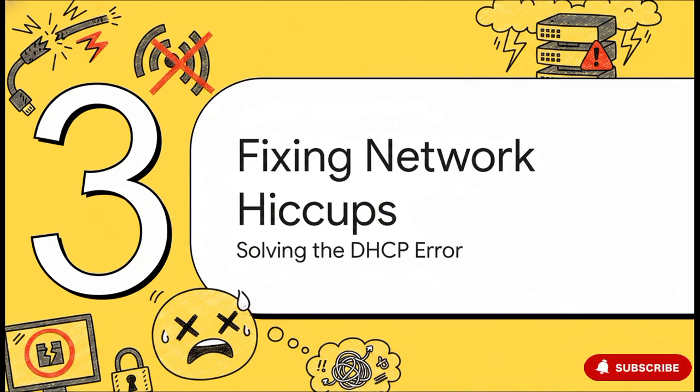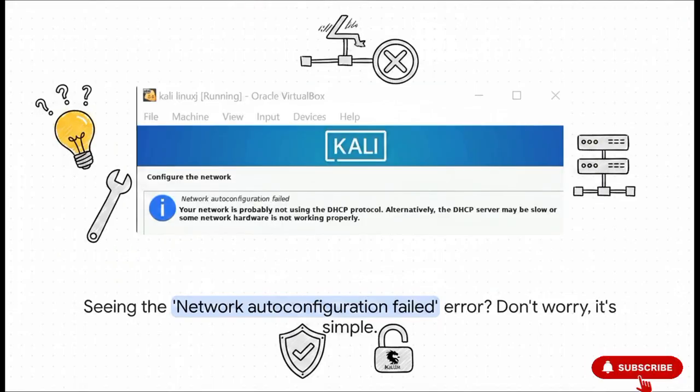You know, in the world of tech, things don't always go perfectly on the first try. So let's talk about one of the most common little snags you might hit during the installation, a network error. If you see this message pop up on your screen, "Network Auto Configuration Failed," do not panic. I promise you, this happens all the time when setting up virtual machines, and the fix is unbelievably simple.